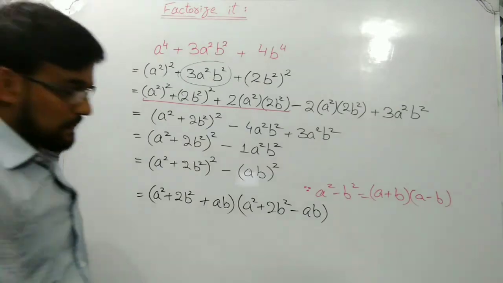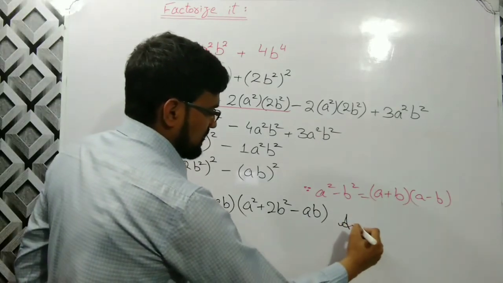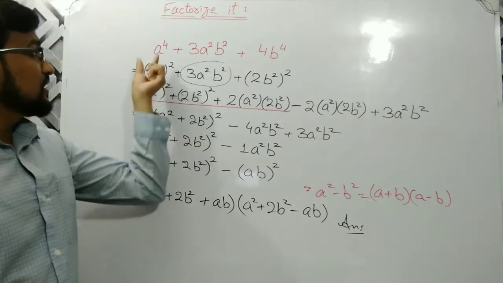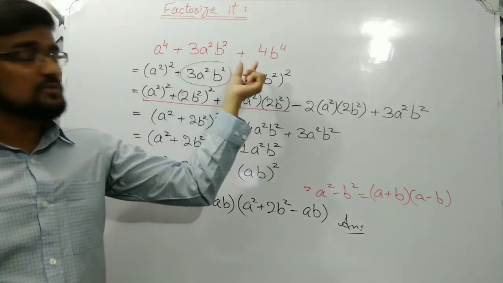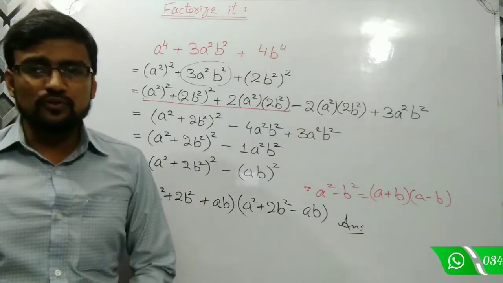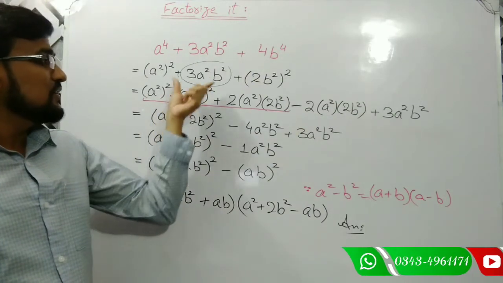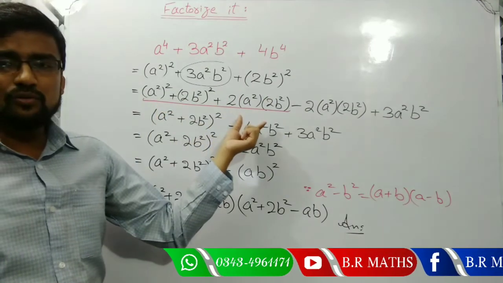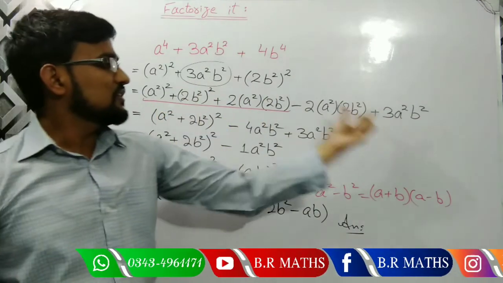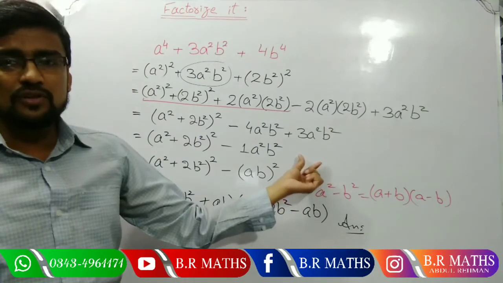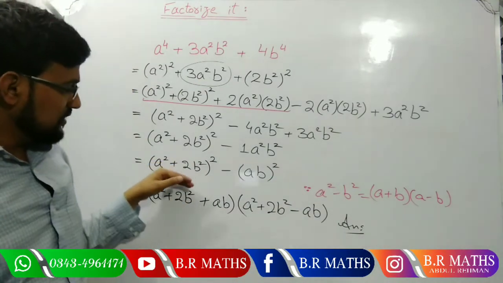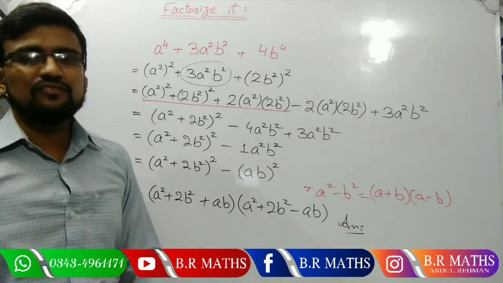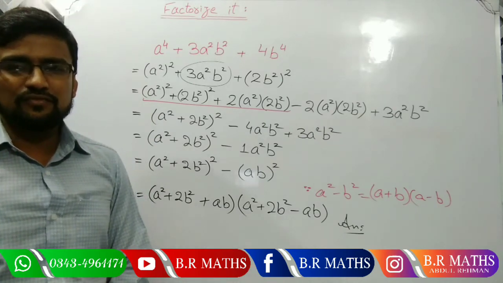Okay, so I hope you understand this important question. Factorize a^4 plus 3a square b square plus 4b^4. Firstly we use only two square terms and complete the whole square, and then the third term simplifies and becomes a simple whole square, and then according to the formula a square minus b square we use it, and then finally the result is formed.